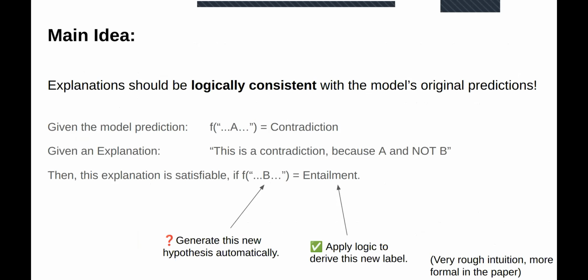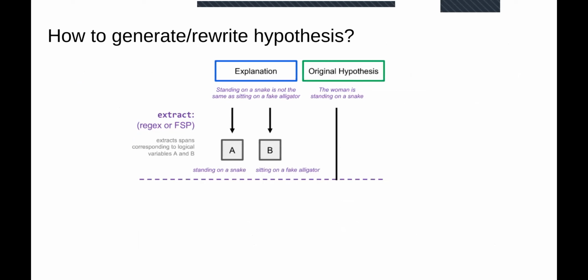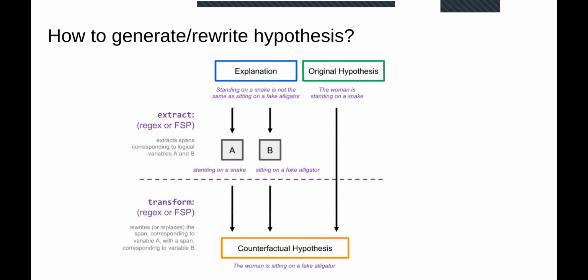Right, so going back to the main idea. We know how to apply logic to derive the new label, but how do we generate the new counterfactual hypothesis? This is the process. Given an explanation, we first extract spans corresponding to logical variables A and B. For instance, the explanation is standing on a snake is not the same as sitting on a fake alligator. We would extract standing on a snake as variable A and sitting on a fake alligator as variable B, or text span B. Now, given the original hypothesis, the woman is standing on a snake, we transform this into a counterfactual hypothesis by rewriting the span corresponding to A into the span corresponding to B. So we end up with the woman is sitting on a fake alligator. This is the process for just contradiction. There is a different process for entailment and neutral.